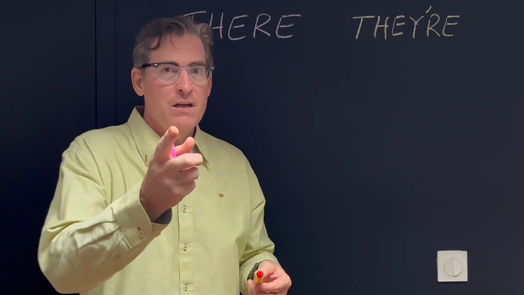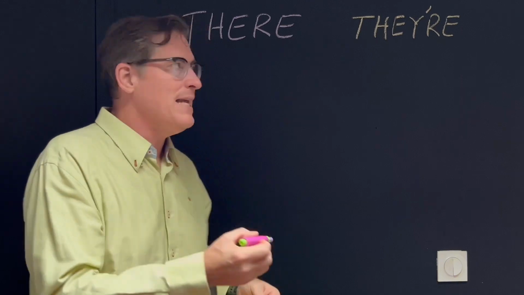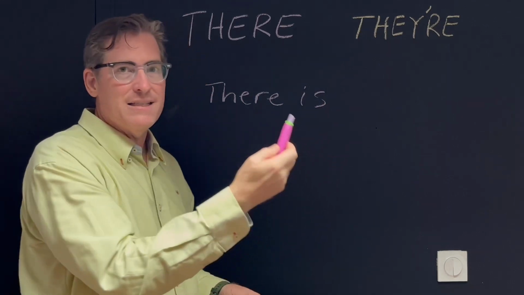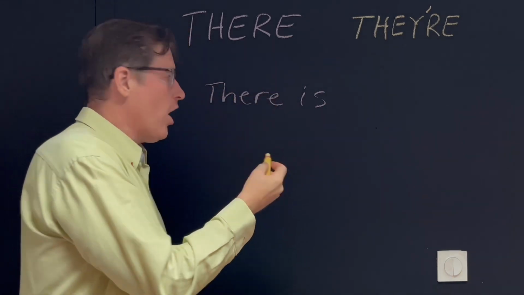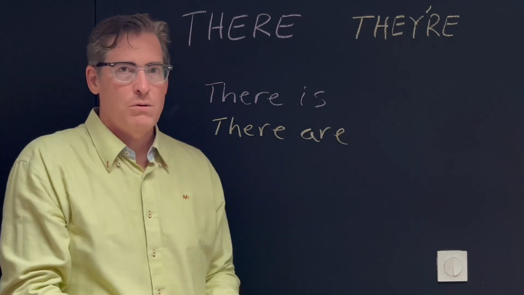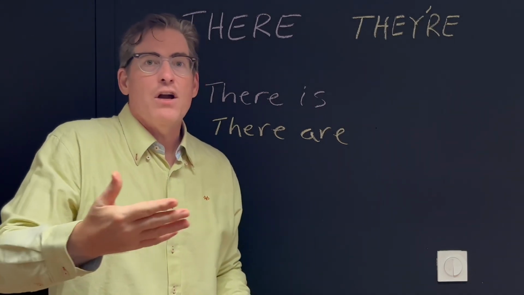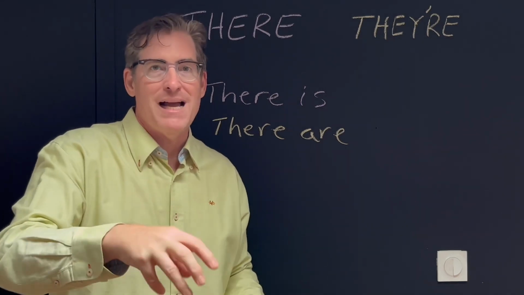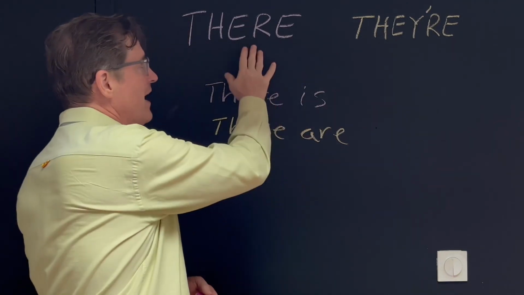It won't take long. So there, we often use when we talk about objects. For example, there is one chalk, okay? Also, we could say there are two. You can say things like, there is someone knocking at the door. There are many students in my classroom. There are many teachers at my school. That's how we use there.